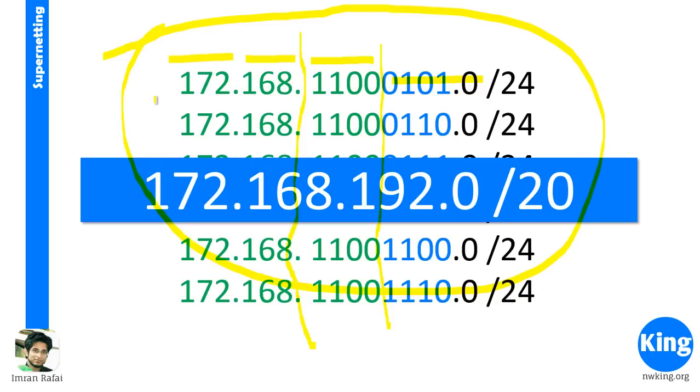People who have concentrated would know that slash 20 means there are 16 networks in this range: 172.168.192.0, 193.0, 194.0, and it goes up to 207.0. So we are only representing six networks in that 16. That means there are 10 networks which are already included in this, but which are not existent. So when we summarize, we need to make sure that we summarize in a way that includes all of these networks.